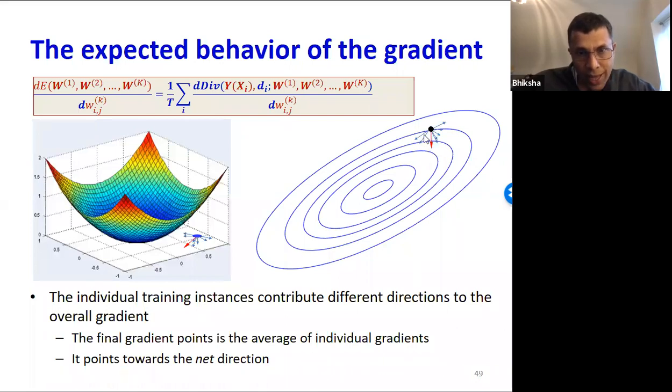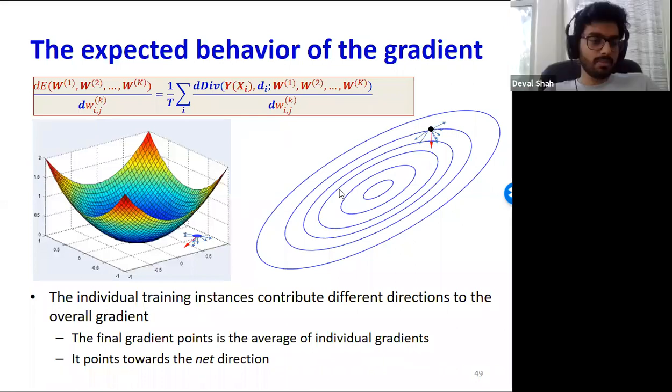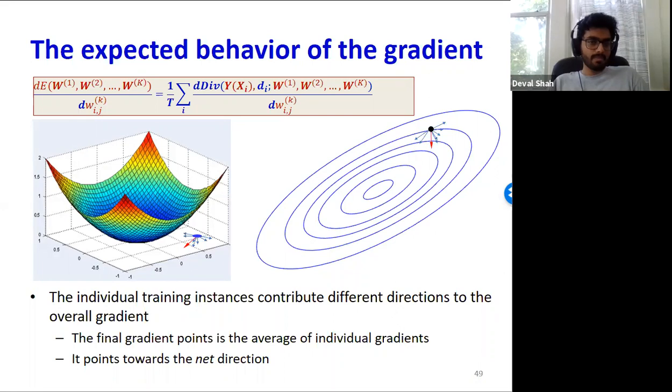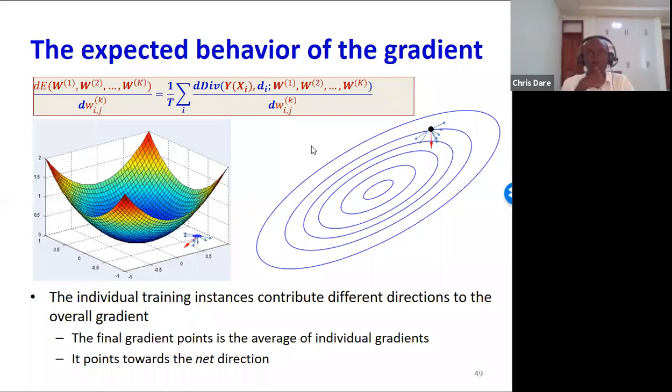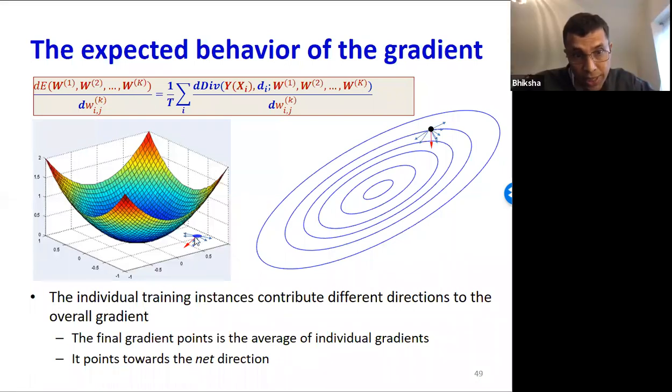How does this red arrow relate to all of these blue arrows? Vector sum? The mean. That would be the mean, the average. It's going to be the average, right? So this is the direction that the average divergence is going to be in.